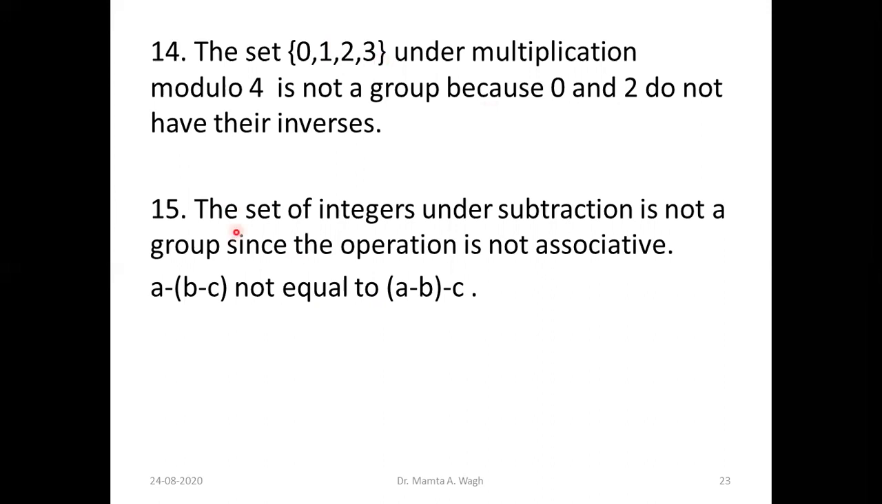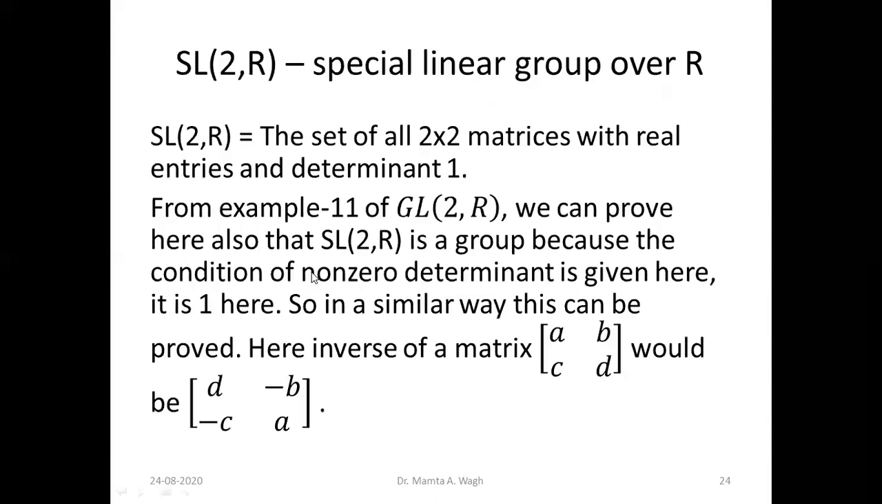Next is example 15. The set of integers under subtraction is not a group, because subtraction, that operation, is not associative. So this set of integers under subtraction cannot be a group.